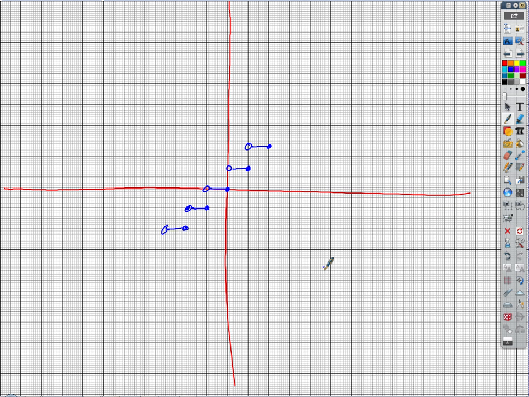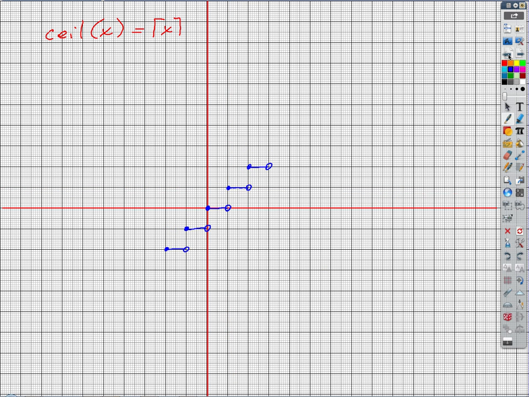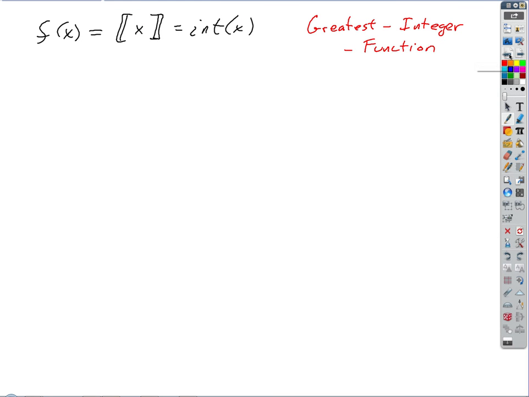Okay, and the steps start at a different place, right? There's the ceiling function, and there's the greatest integer function, sometimes also called the floor function. Okay, same thing, right? And so sometimes, like up here, we could write it this way, or sometimes they'll write it as floor of x, or they'll write it like that. Okay, they all mean the same thing.